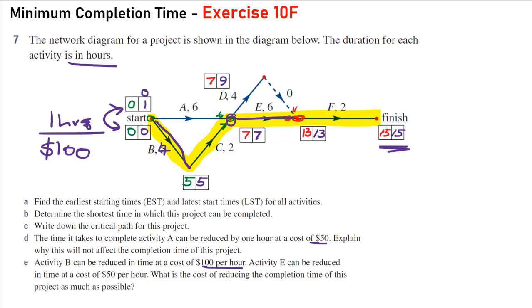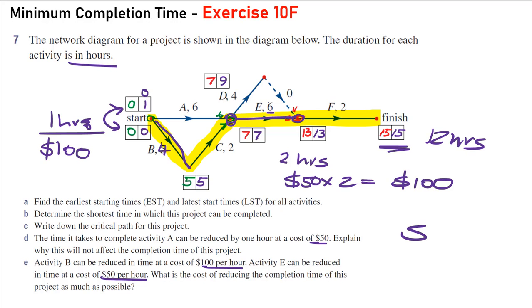If we have a look at E, E goes from this junction here to this junction, and the only other project in there is D. Now D takes 4 hours, so obviously we could shave off 2 hours off E, and it would be equivalent to this path D. If we were to shave off 2 hours from E at $50 an hour, that would be another $100. And in fact, to reduce this project to a bare minimum, which would be 2 plus 1 would be 3 hours, down to 12 hours, would cost us a total of $200.